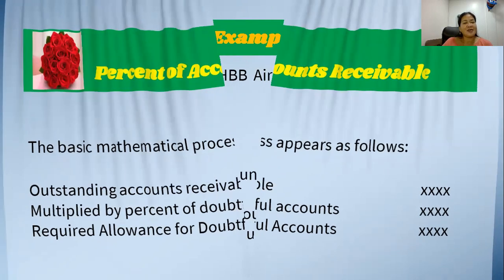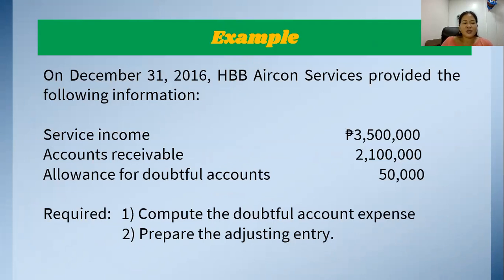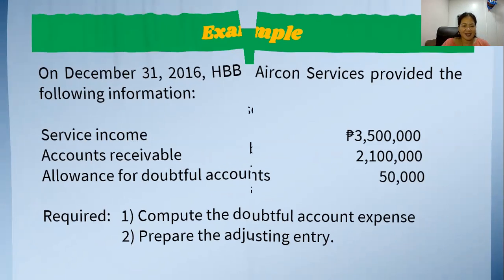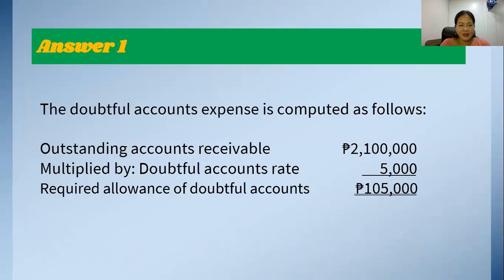So example, on December 31, 2016, HBB Aircon Services provided the following information. Service income 3.5, we have the same problem. Accounts receivable 2.1, allowance for doubtful accounts 50. Compute the doubtful accounts, then prepare the adjusting entry. So this is different now because we base it on the AR. So it's 2.1 times the doubtful accounts rate. That should be 5%, I'm sorry, I will be correcting this one. So the required allowance for doubtful accounts is 105,000.